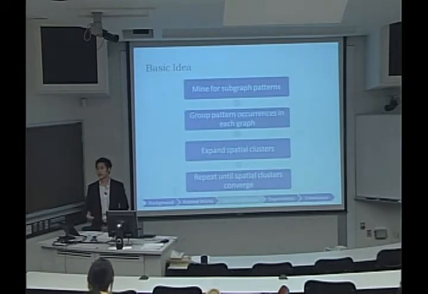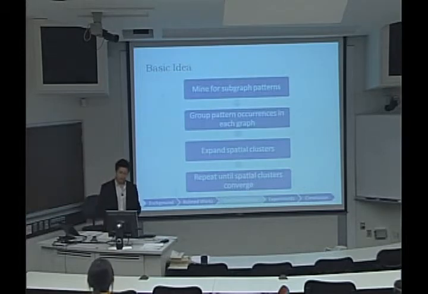The basic idea of this algorithm is that we first mine for subgraph patterns, and then we group the patterns' occurrences from each graph in the positive set and expand them to form spatial clusters. Once we've formed these spatial clusters, we use these as input into the subgraph mining algorithm again, and iteratively refine these until the spatial clusters converge.